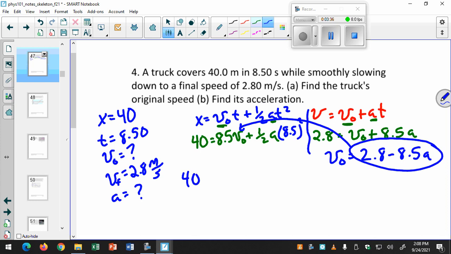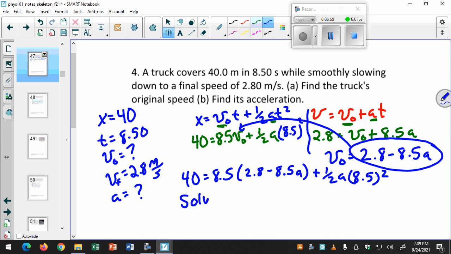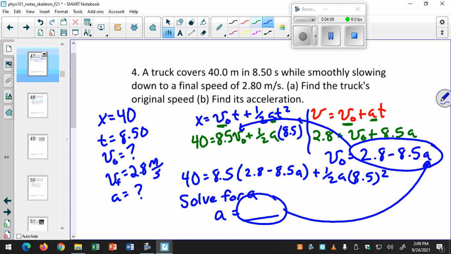And then I have 40 equals 8.5 times 2.8 minus 8.5a plus 1/2 a 8.5 squared. Now that's an equation that I can solve. I'm not going to do it here, but it should be an equation that you can solve for this. So you just simply solve for a, and then a, whatever it is, I can take that value and then plug it back in up here to get a value for v naught.